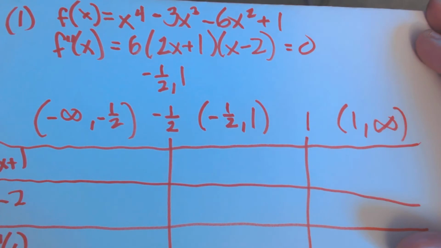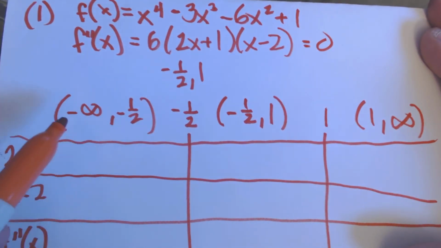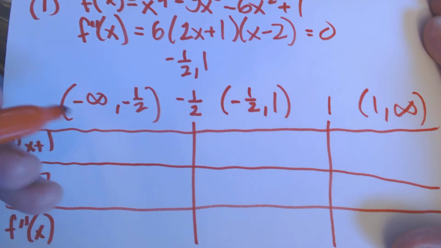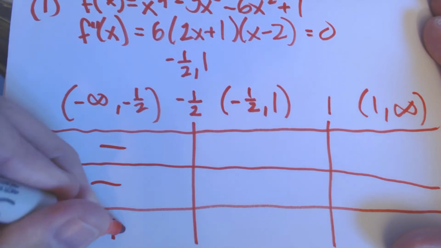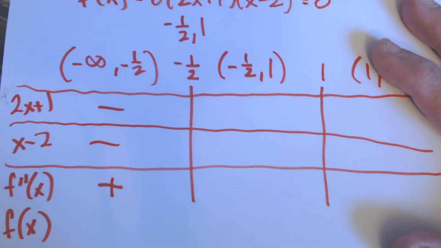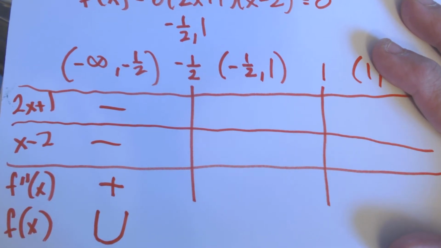Okay, so let's look at a number less than negative 1/2. So let's look at negative 1. Plugging in negative 1 for 2x plus 1, we get negative 2 plus 1. That's negative. And plugging in negative 1 for x minus 2, we get negative 3, so that's negative. So that means the second derivative is positive. And that means we're going to have the function be concave up in that interval.